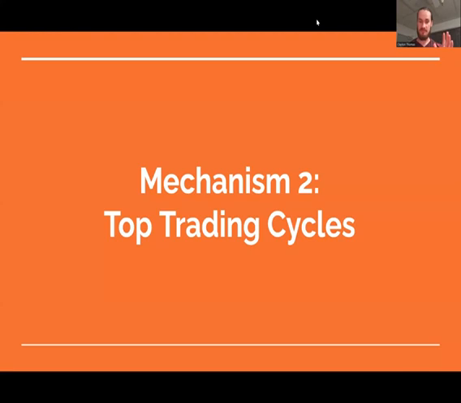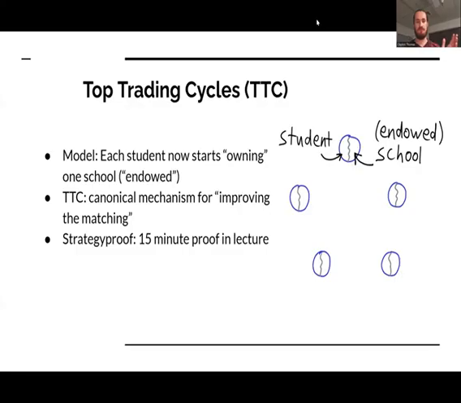Okay, we've seen a simple case. Let's move on to a more complicated mechanism, top trading cycles. Now, let's say each student starts owning, or endowed with, one school. Let's say student i starts endowed with school i for each i. It generalizes fine to other settings in the paper, but just for simplicity in the talk today.